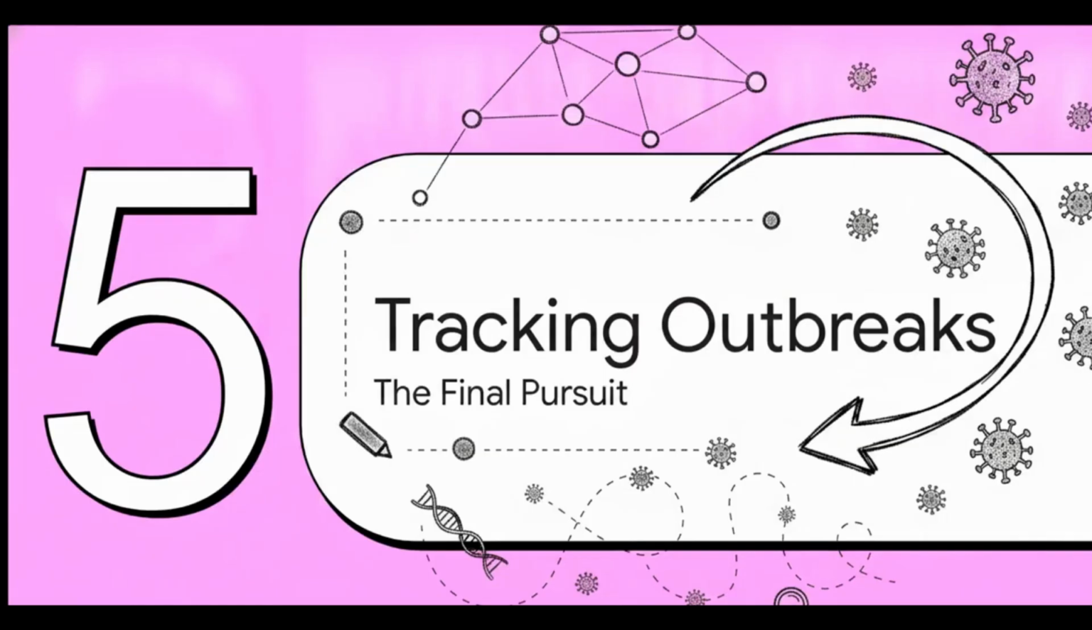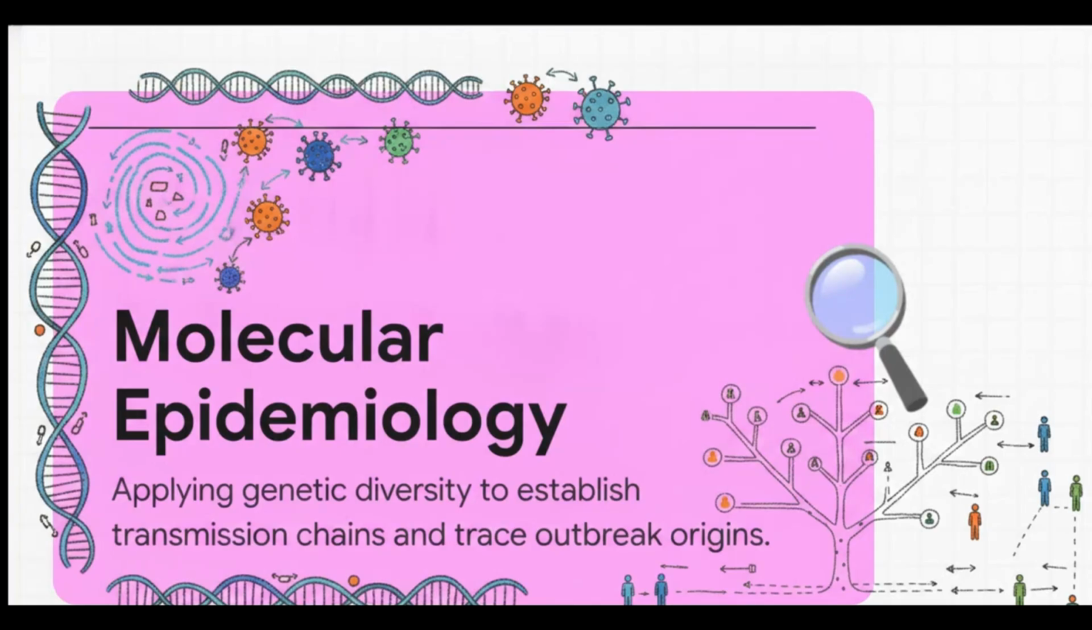Section 5, Tracking Viral Outbreaks, the Final Pursuit. So how do we take all this knowledge about genetic diversity, mutation, and taxonomy and actually use it to hunt down the suspect during a live global outbreak? The answer is molecular epidemiology.